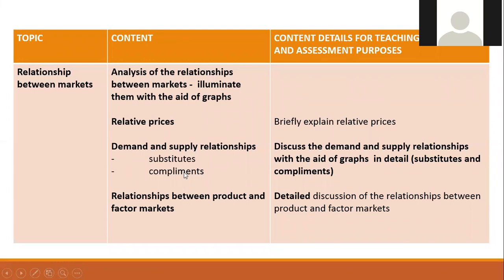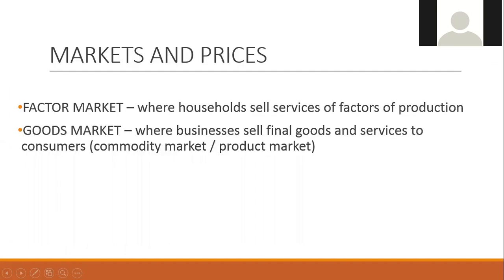And then the important bit is the demand and supply relationships. You need to be able to explain that with the aid of graphs. And then the relationship between the product and the factor market, just the relationship between those two markets. So factor market, just to recap, that's where households sell their services or factors of production, the labor, capital, those things.